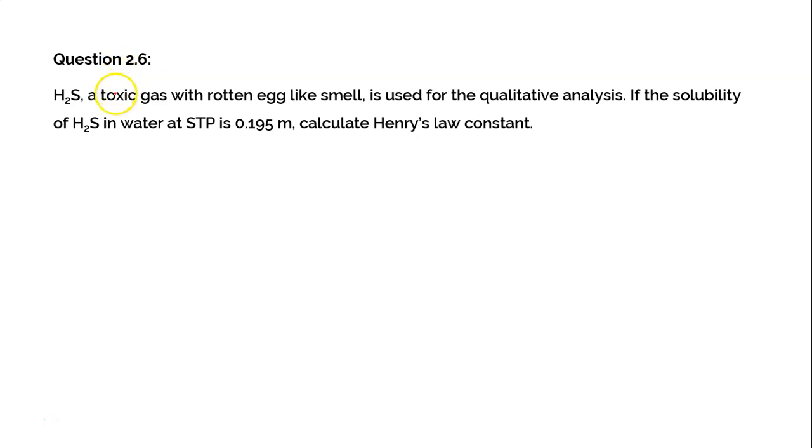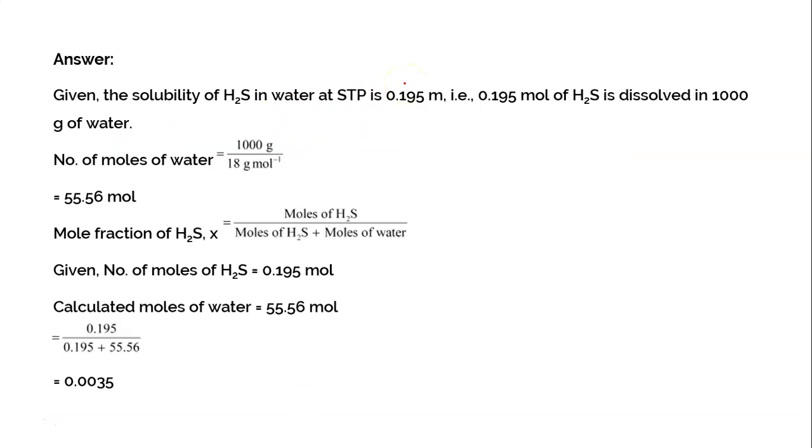Question number 2.6. H2S is a toxic gas with rotten egg-like smell. It is used for qualitative analysis. If the solubility of H2S in water at STP is 0.195 molar, calculate Henry's law constant. So in this question, we are supposed to calculate KH, Henry's law constant. And we have been given temperature and pressure and molality of the solution of H2S in water. So H2S is solute and water is solvent. Let's get started with the solution.